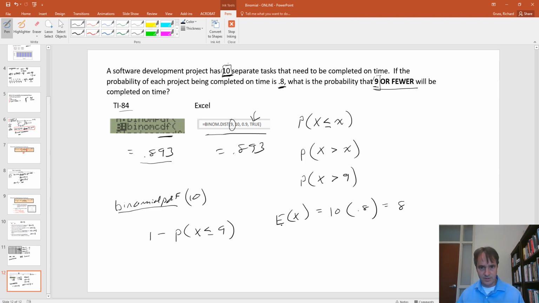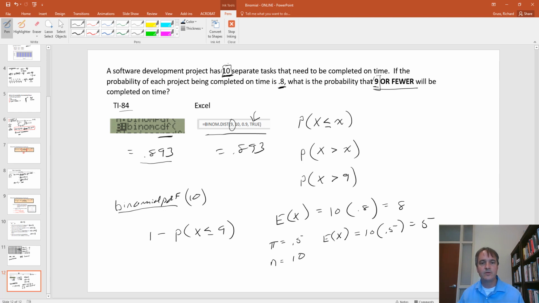Let's think about another situation. If we only had a 50-50 chance of being on time, that would mean that pi would be 0.5. So if we had 10 and only a 50-50 chance, how many would we expect to be completed on time? Well, half of 10. So once again, we've got 10 times 0.5, which is equal to 5.